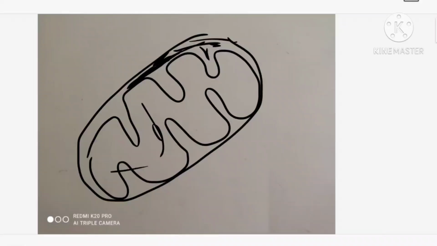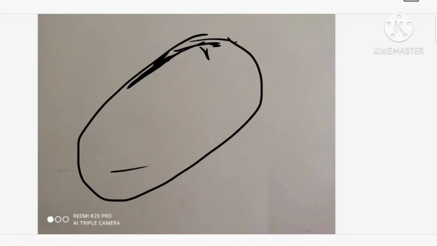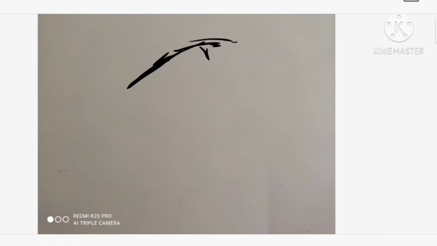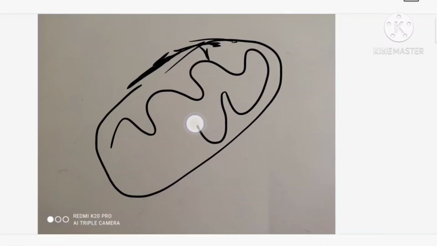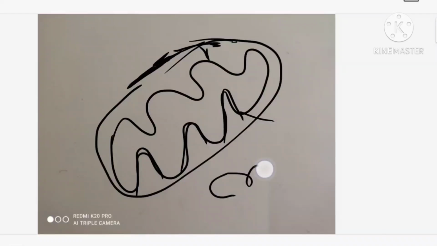This cavity we call the matrix. What do we call it? We call it the matrix. So the cavity which is present, we call it the matrix. Now when you look at this matrix, you can find a good amount of fluid present, and this inner membrane is folding inwards, isn't it? So this inward folding part, we call it cristae. What do we call it? Cristae.